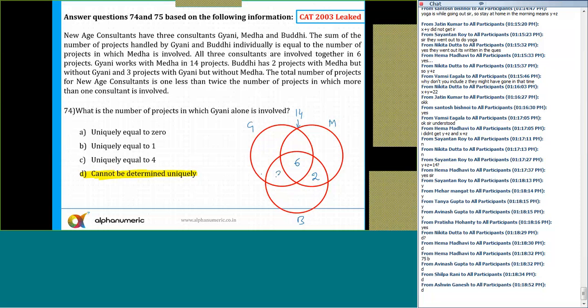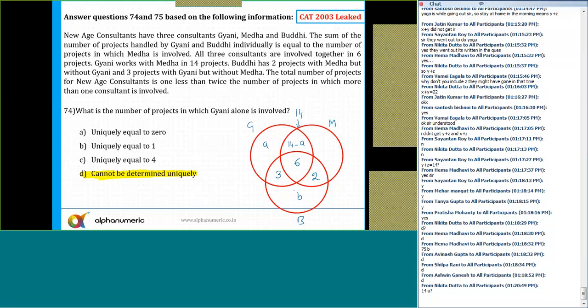So this is 3. The total number of projects for new age consultant is 1 less than twice the number of projects in which more than 1 consultant is involved. So these are all the information we have. Now, let's say this is equal to A. So this value is equal to 14 minus A. This is equal to B. So what is this value coming out to?